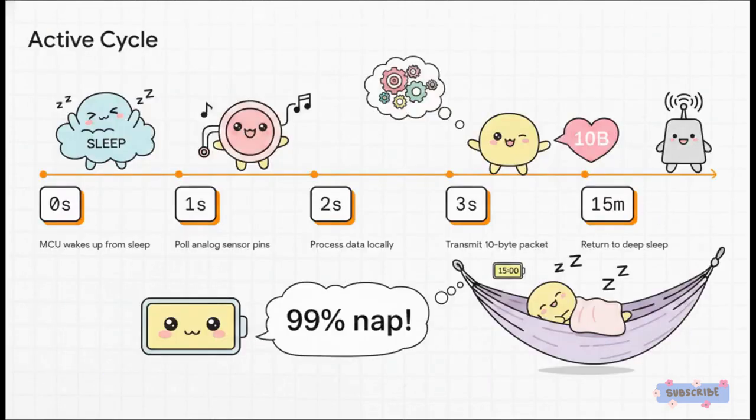To survive, the device's active life is incredibly brief. Just consider its active cycle timeline. At 0 seconds, the microcontroller wakes up. By second 1, it polls the analog sensor pins. At second 2, it runs a lightweight algorithm to process the data locally. At second 3, it transmits a minuscule 10-byte packet to a gateway. And then, for the next 15 minutes, it drops back into a deep, ultra-low power sleep. It spends 99% of its life taking a nap just to survive the SWaP-C constraints.